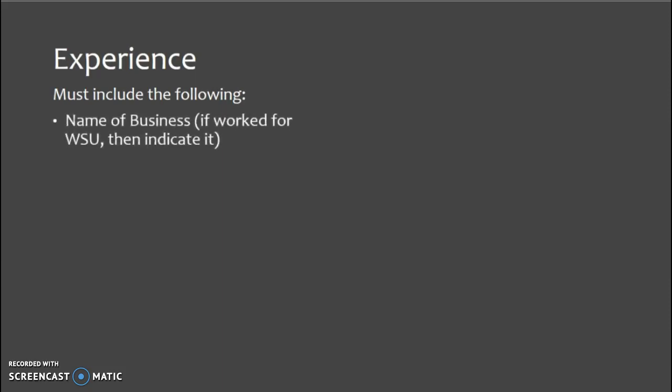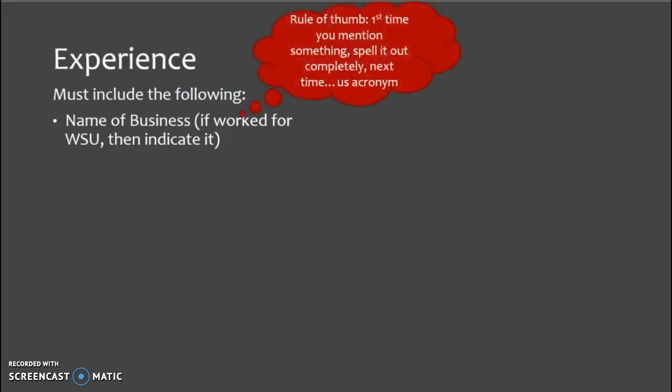Experience. So this can be work experience, name of the business. One rule of thumb, and this is kind of going to contradict me a little bit, but not really: the first time you mention something, you spell it out completely. The next time you use, nice to know I misspelled that word, you use an acronym. So the first time that you mention Washington State University, you spell out Washington State University. Then you can use WSU. So if you start with your education, then in your experience, if you work for WSU, just do WSU. They'll all know what it is.